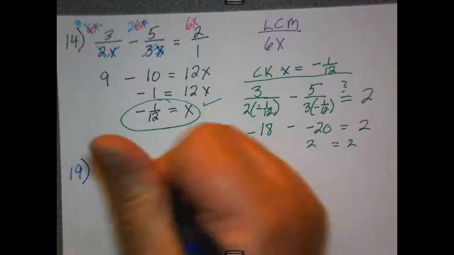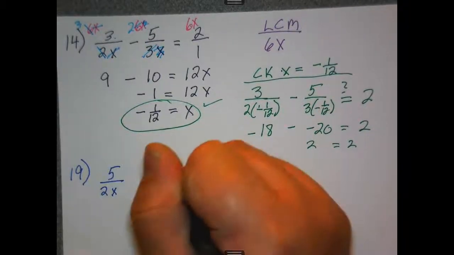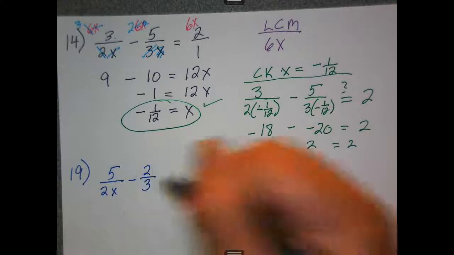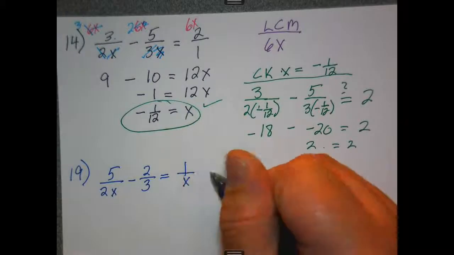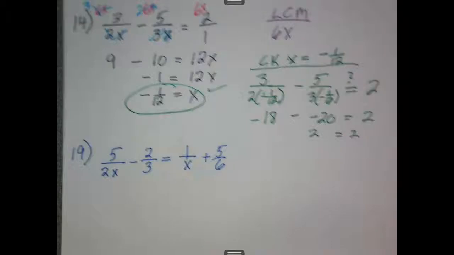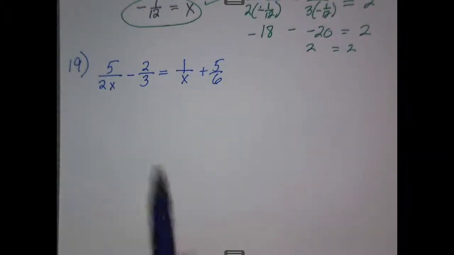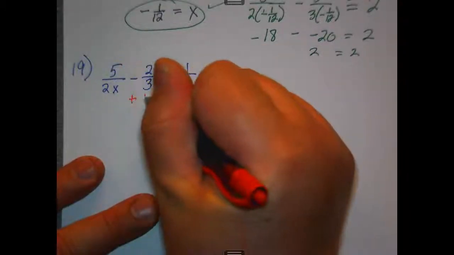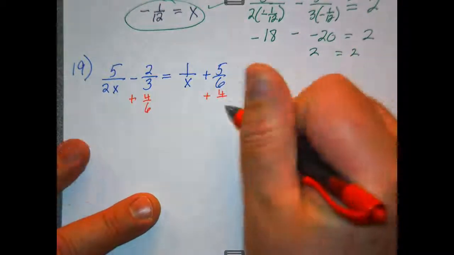Okay, 19, I have 5 over 2x minus 2/3 equals 1 over x plus 5/6. Now, if you were mathematically inclined like myself, you could notice you could add 2/3 to both sides and get rid of one of the fractions. So I'm going to add 4/6 to both sides, which is 2/3.